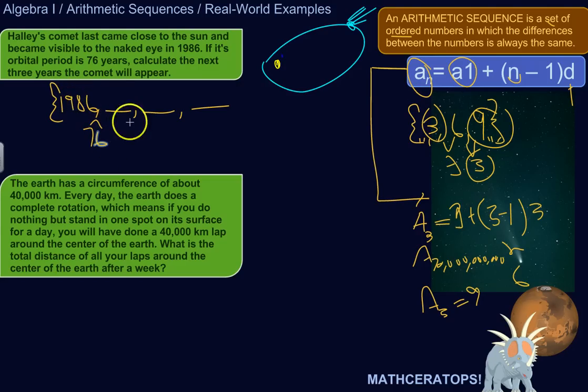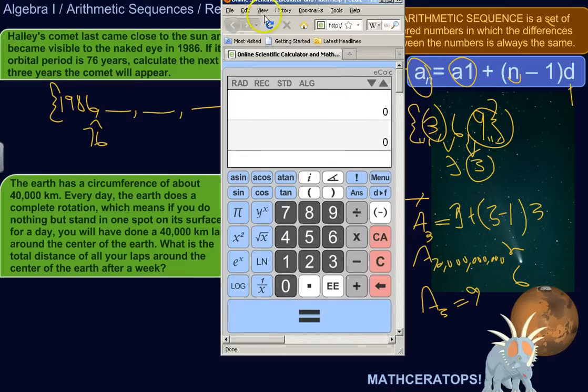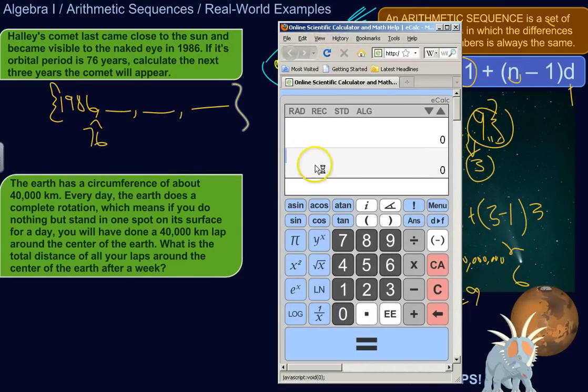So, we saw it in 1986. 76 years later, we're going to see it. 76 years after that, we're going to see it. 76 years after that, we're going to see it. So, you could do that, but it's probably easier just to add 76 each time. I'm just going to use a calculator to do it quickly because I feel like I'm going over time with this lesson. So, 1986 plus 76.